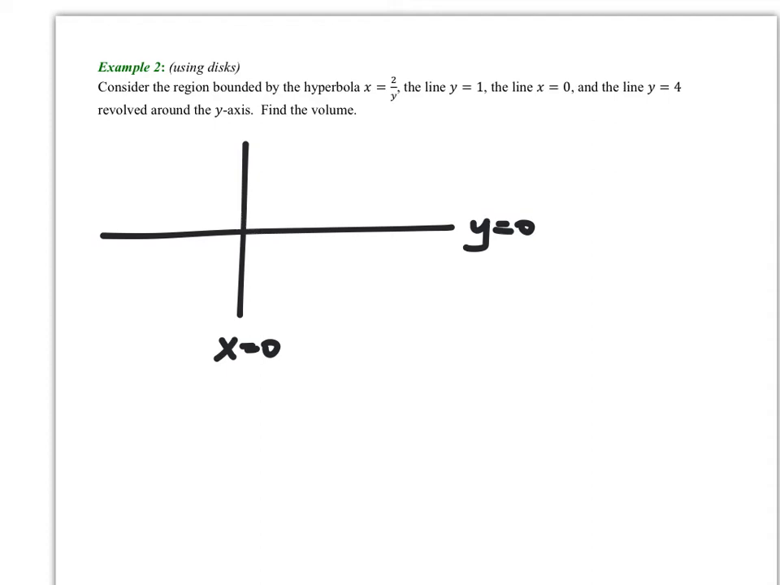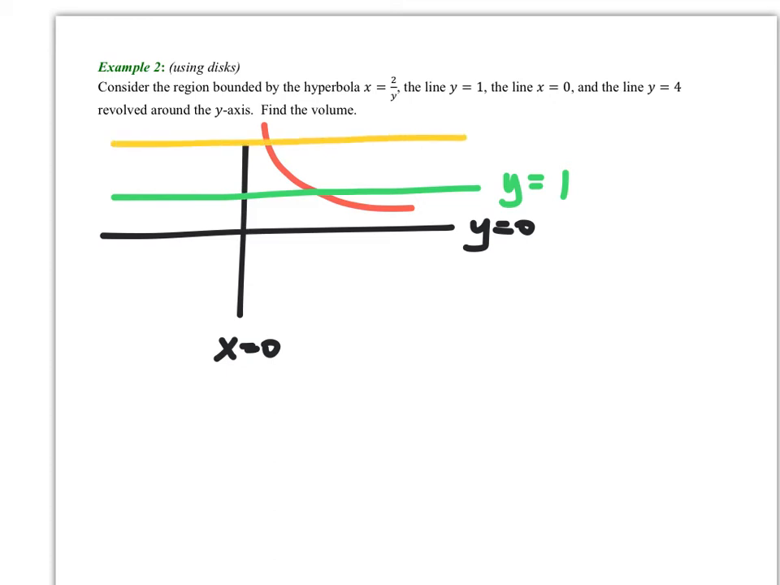Let's go to our hyperbola. The sketch of this graph would look like this. However, it looks like the second stem of the graph isn't necessary, due to the fact that we're going to be revolving around the y-axis above the line y equals 1. So here I'm going to put y equals 1, and the line y equals 4 here.